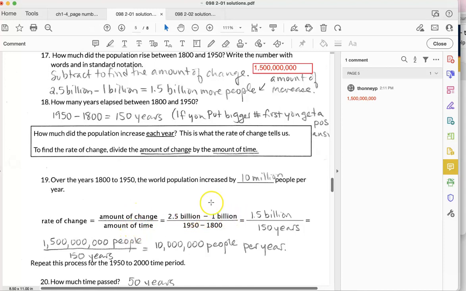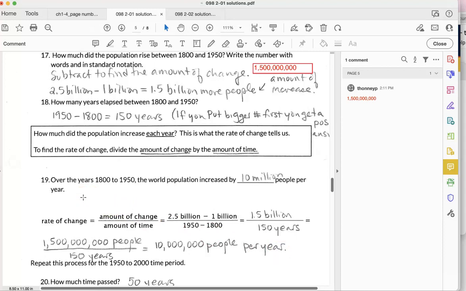This is the subtraction we did to get 1.5 billion. This is the subtraction to get 150 years. So I wrote this out in standard form, divided by 150, and I end up with 10 million people per year. So this is your first rate of change calculation.